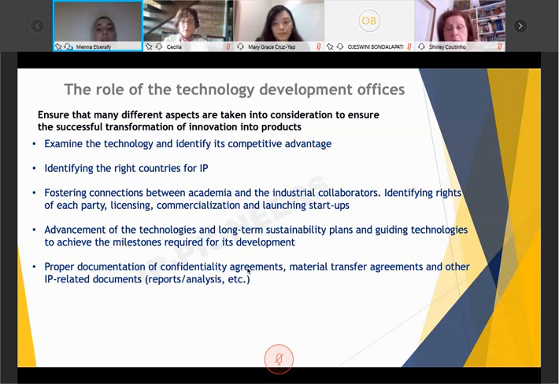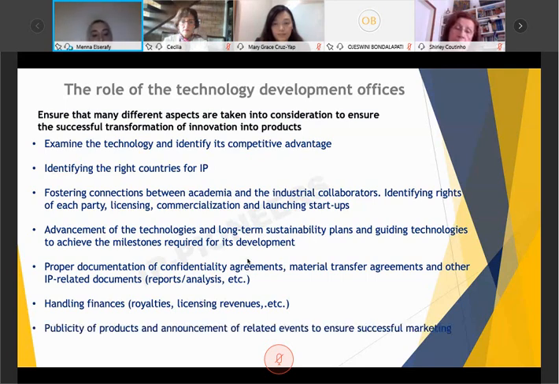And also the technology transfer office is usually handling all the confidentiality agreements and the material transfer agreements, the IP related documents, any report, any kind of documents. They should be the focal point between the researcher and the market or the industry or any partners. Also, they are responsible for handling any finances, like I said, the royalties or any revenues that the owner or this prototype would make. They should go to the university directly and not through the researcher.